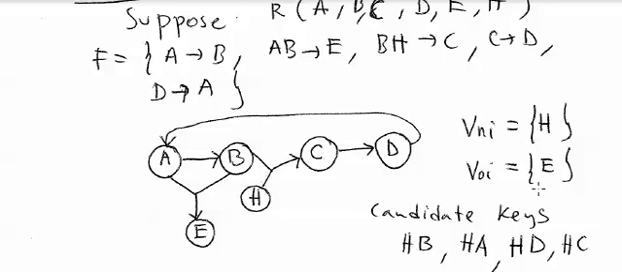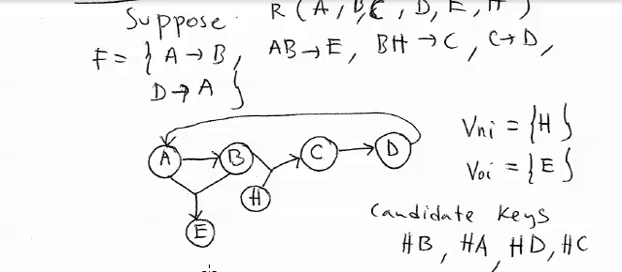E is the one that has only incoming, so E cannot be part of the candidate key. So now let's see, B and H together get C, and then from C I can get D, and from D I can get A, and then from A, since I already have B, I can get E, so I can get everything. So the combination of B and H is a candidate. How can I be sure again that there is nothing else? Well, we already know that H by itself is not a candidate. B by itself is not a candidate either because you cannot move from B. So HB is one of the candidates.